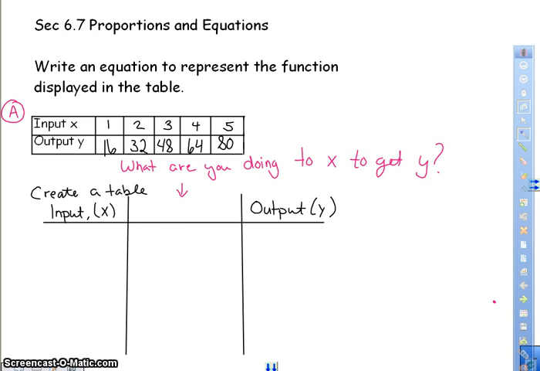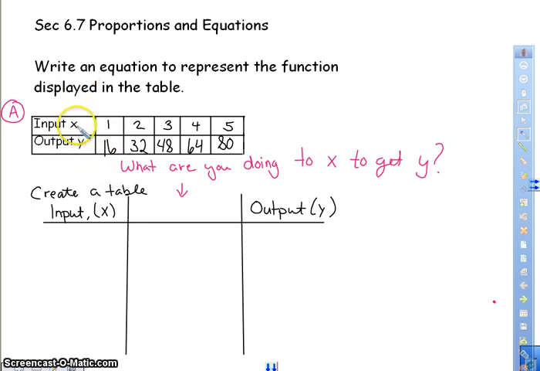What we're going to do today is similar to what we have done when looking at function tables in our past chapter. Okay, we're looking at our ratio tables. It's very similar, but this time we're going to be writing equations. Okay, so our question says to write an equation to represent the function displayed in the table.